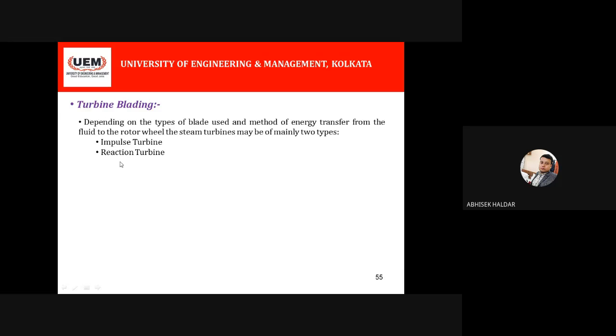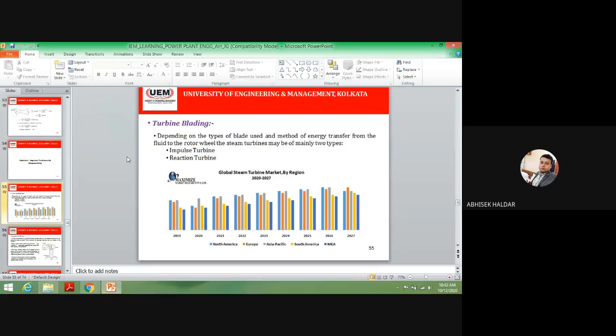Okay, whenever I'm having some increase in velocity just before entering the blades, there will be some impulsive effect or not? Yes, sir. Yes. But that impulsive effect is not dominant in the reaction turbines. The reaction effect is dominant, that's why it is called a reaction turbine. So we will see the difference in the next slide.